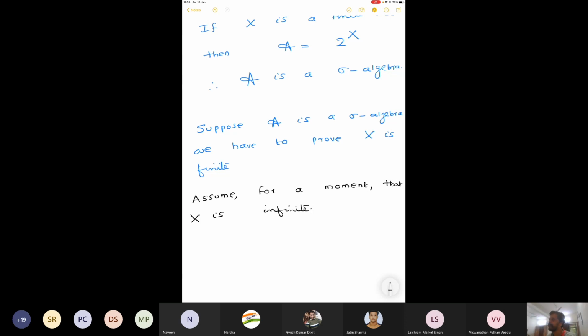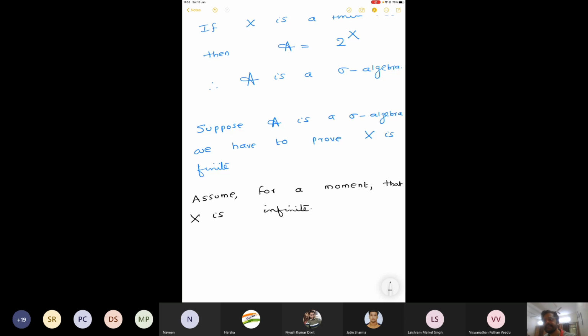So what am I looking for? I am looking for a sequence script A_n such that the union of A_n is not finite, and whose complement is also not finite. So the union should be infinite, and the complement should also be infinite. Remember, we are working with an infinite set. X is an infinite set.